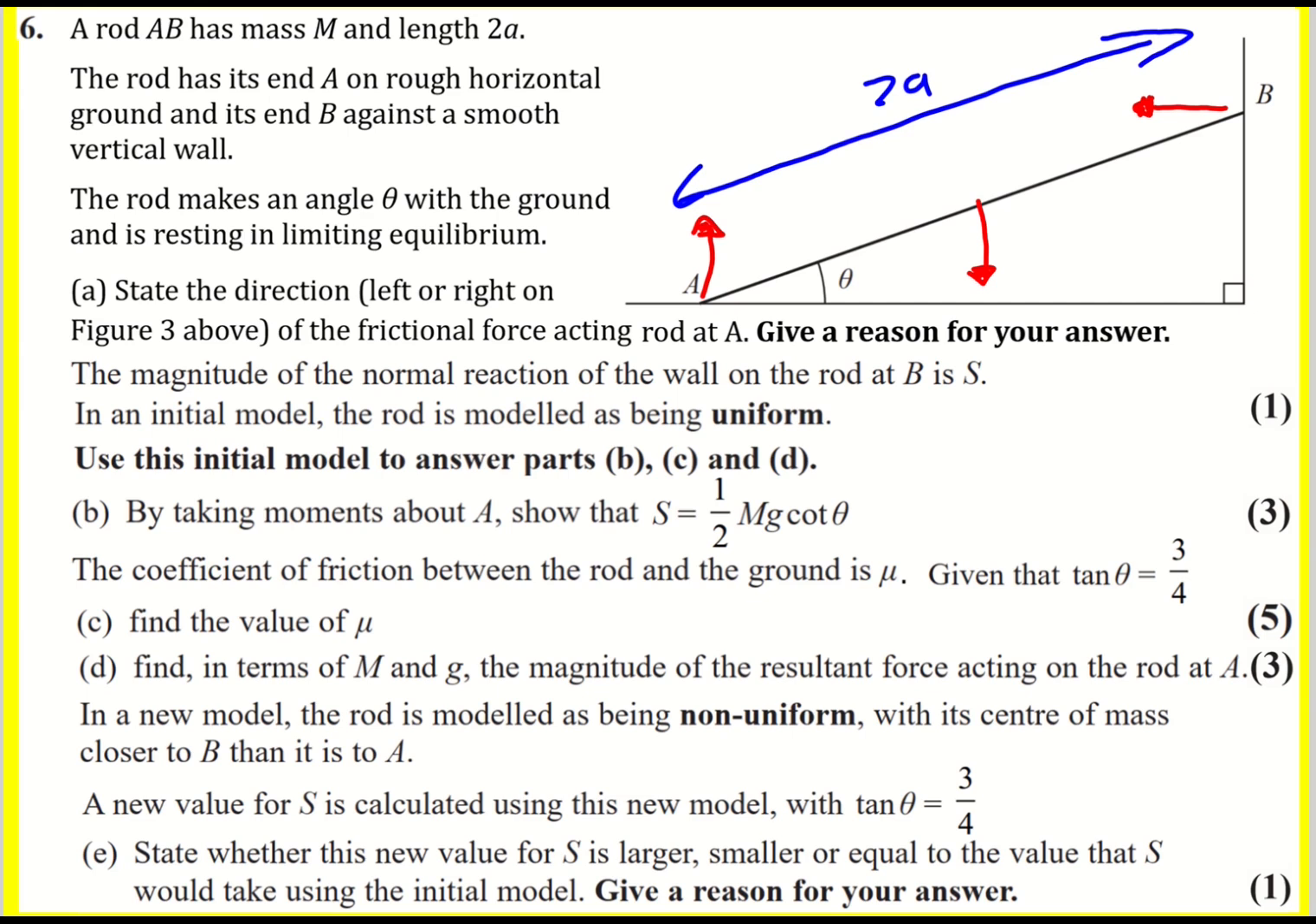So the friction must be going to the right, because that is balancing out the normal reaction. If it was going to the left or not there, then it would slip to the left, and we know it's in limiting equilibrium. It's not actually moving. So friction acts to the right to balance the normal reaction from the wall.